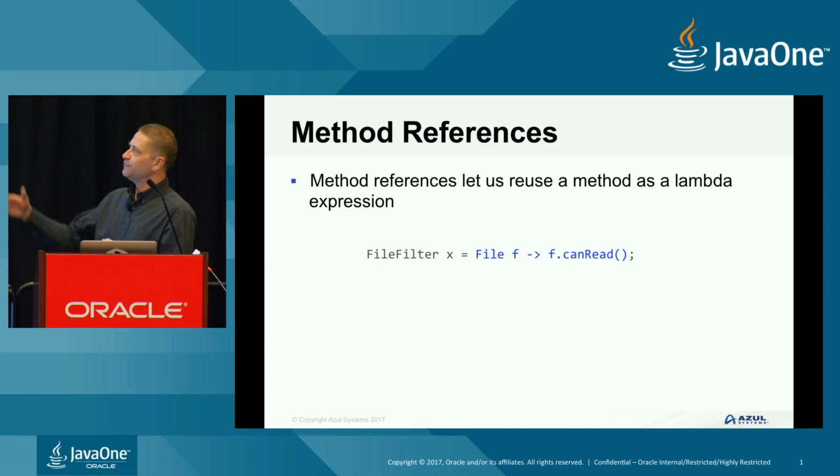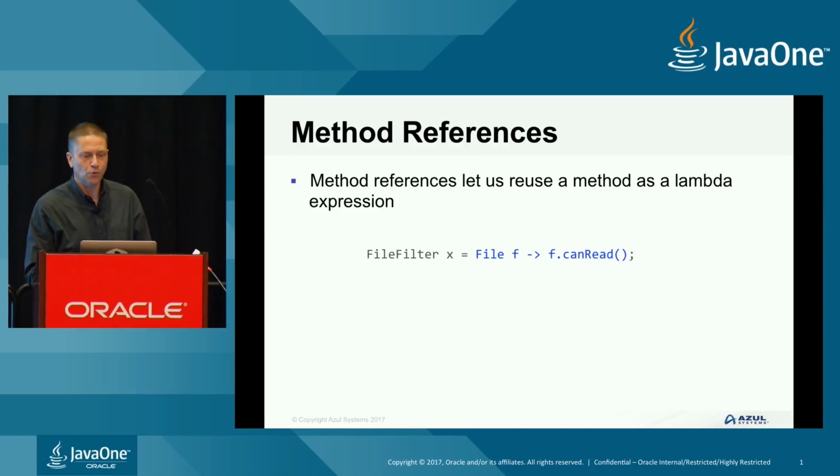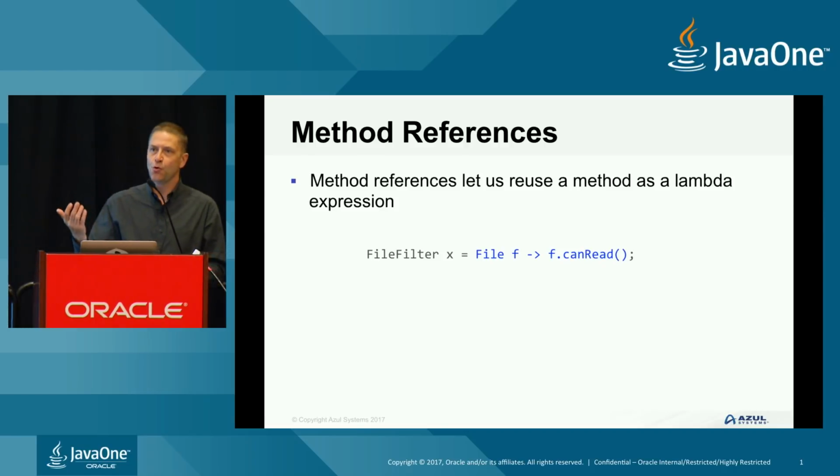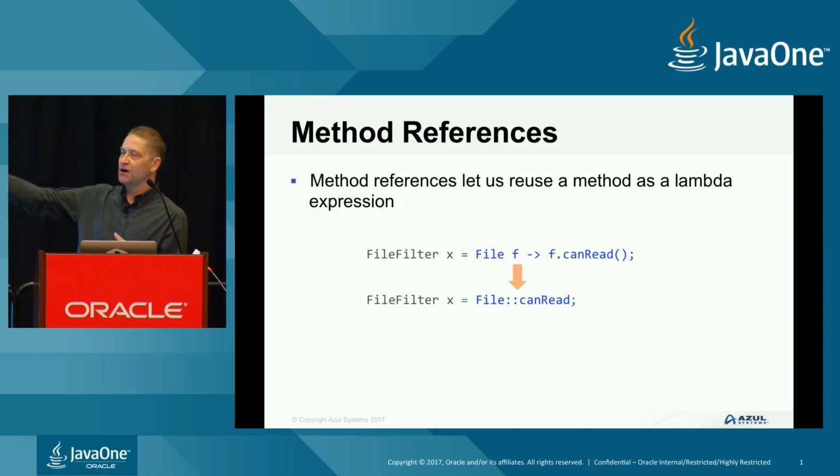So in this case, I've got a file filter X, and I want to represent that using a Lambda expression where I take file F, and I'm going to call the canRead method on F. I can simplify that by simply saying File, which is the type, double colon, and then canRead. And that's equivalent to the Lambda expression above.